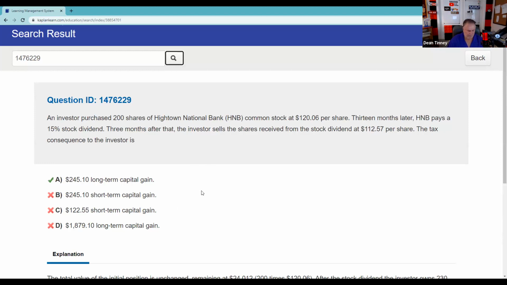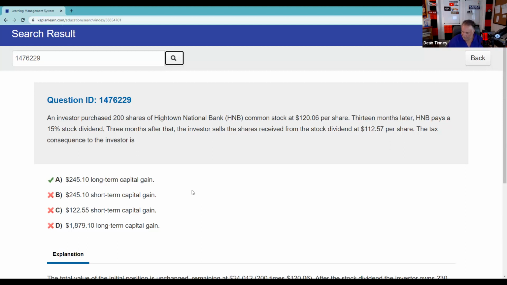Okay, so now I go back to 24,012, and I'm going to divide that by my 230 shares. I get a cost base per share of 104.40. Right, so that's my cost base. How did I do that? Just reviewing, I took 200 shares times 120.06, and I got my cost base of 24,012. I then figured out how many shares I got additional. I took 200 shares times 15%, and I got 30 shares more. So now I have 230 shares. And for that, I paid 24,000. So my cost base is 104.40.